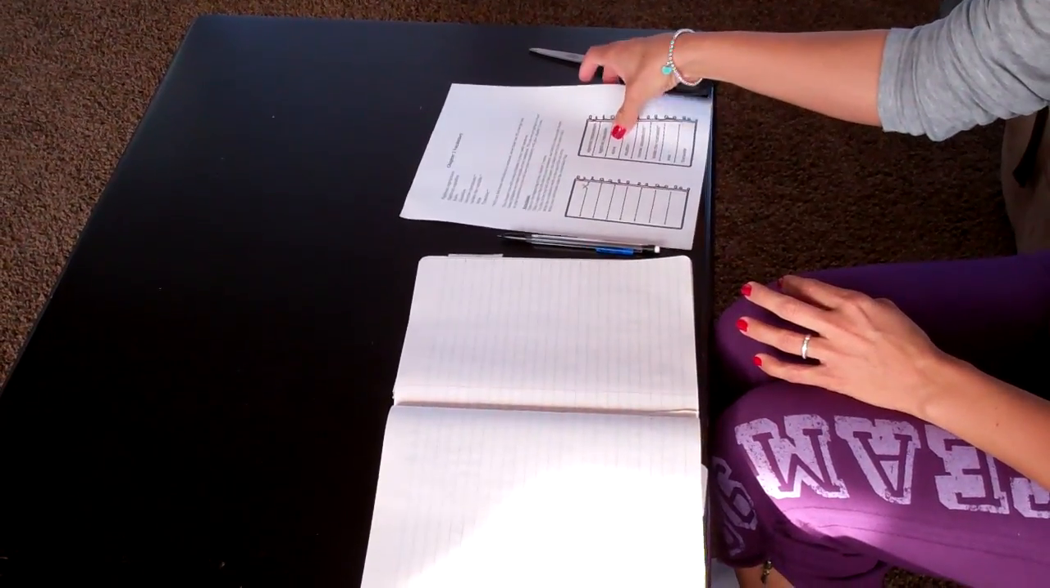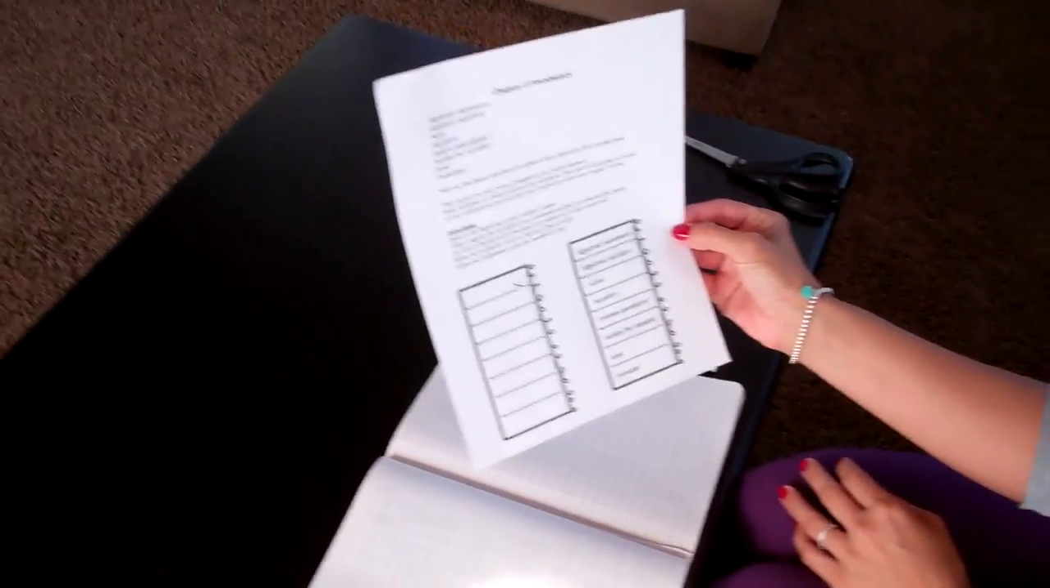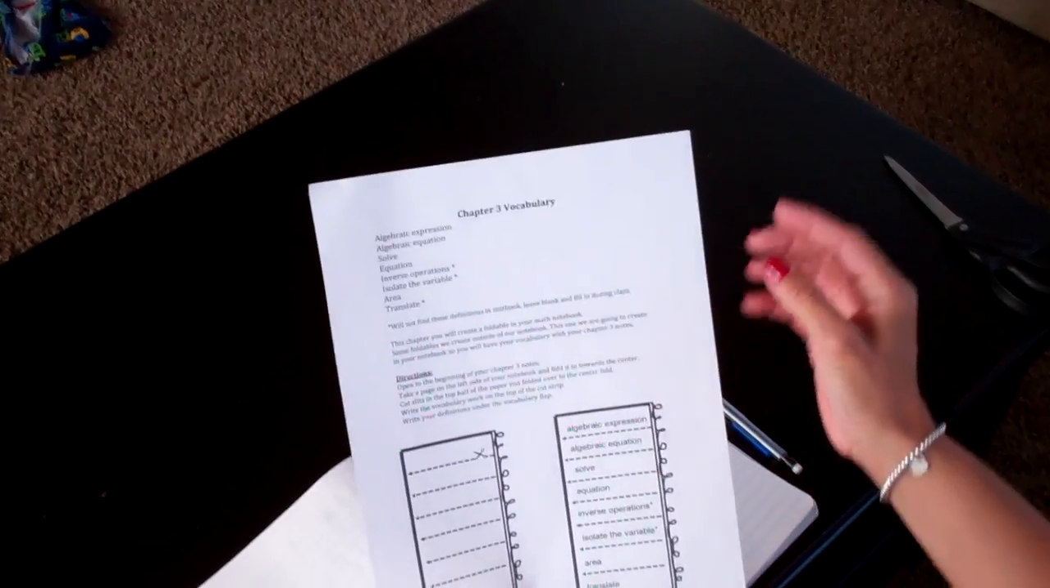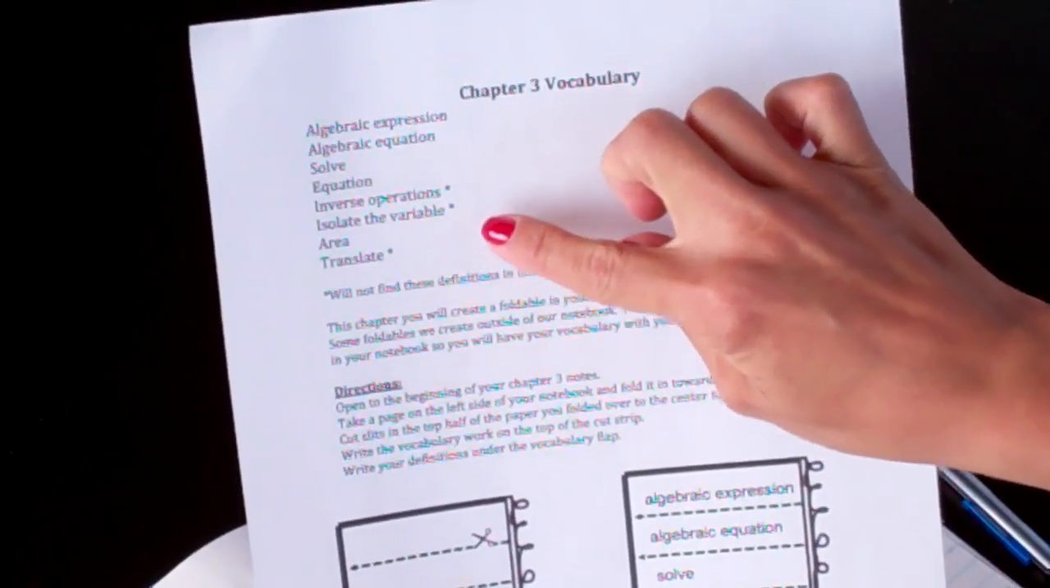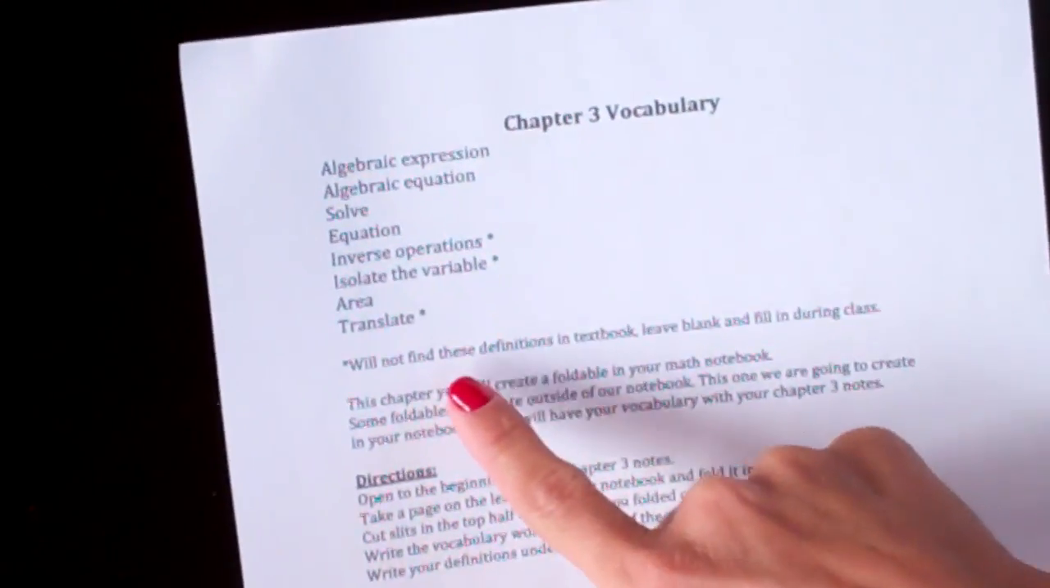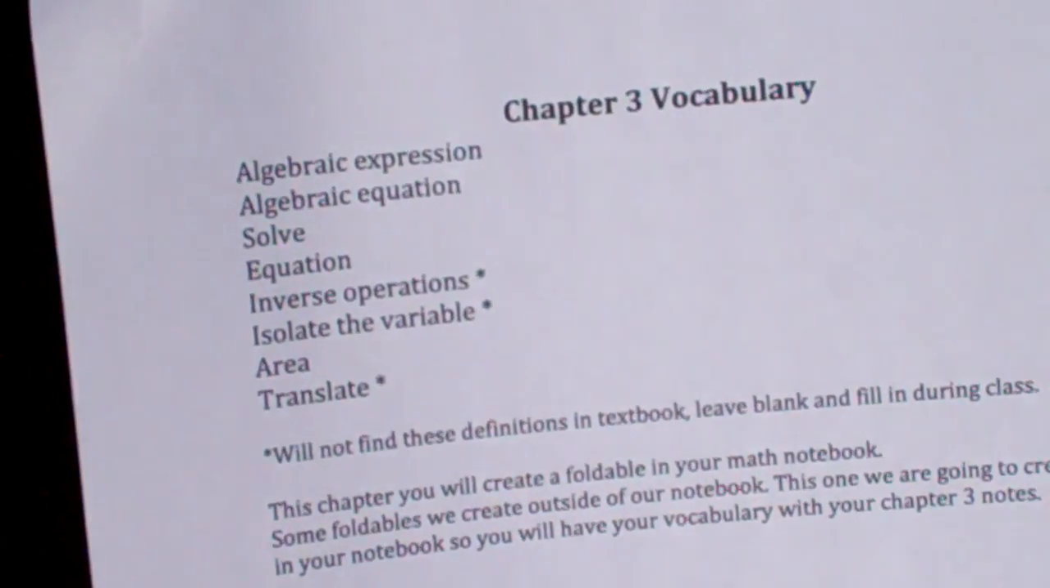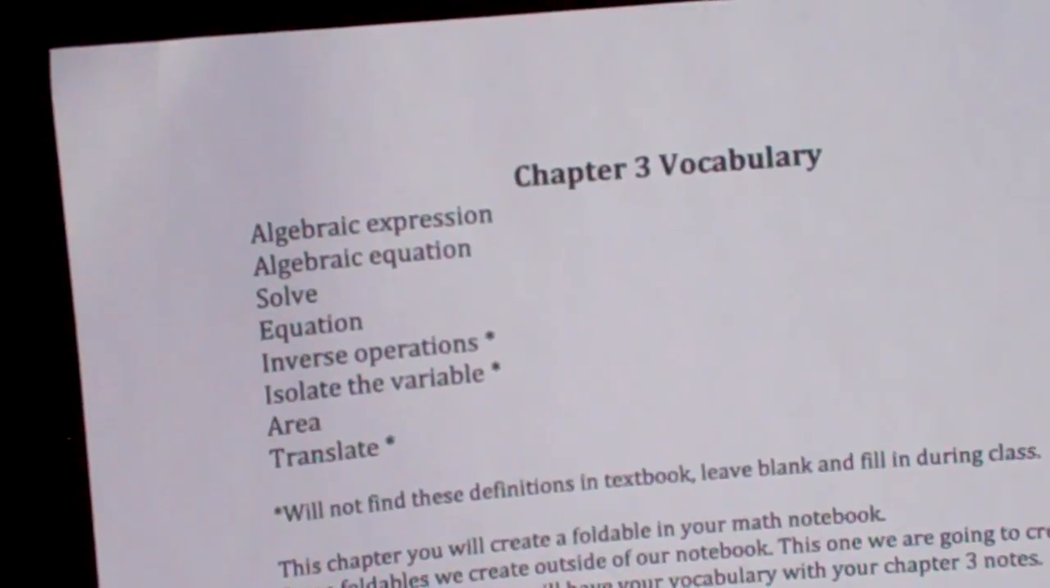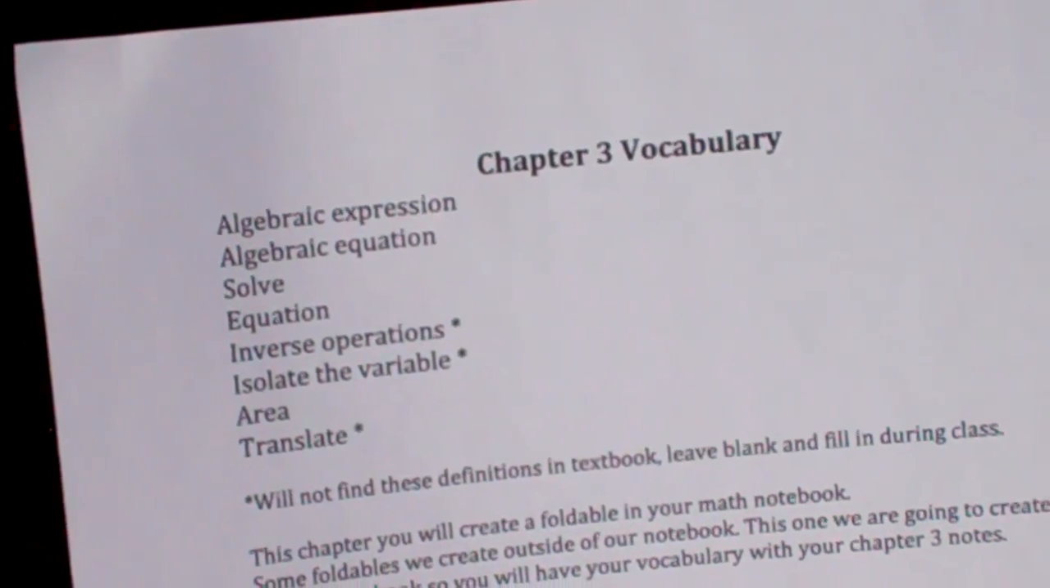Okay, Chapter 3, Vocabulary. There is a printout sheet that will be available online, and there are 8 vocabulary words. Some of them have stars next to them because you will not find these definitions in the textbook, so you're going to leave them blank until we go over them in class.